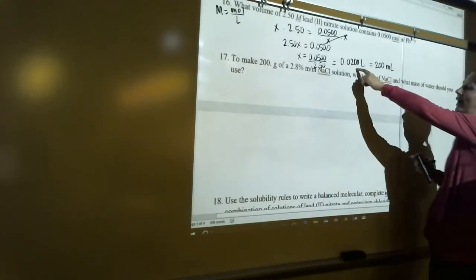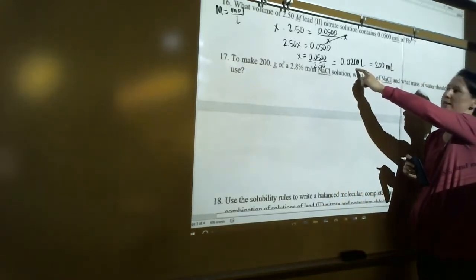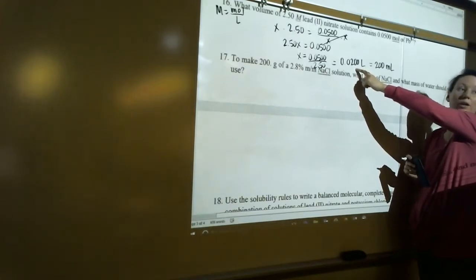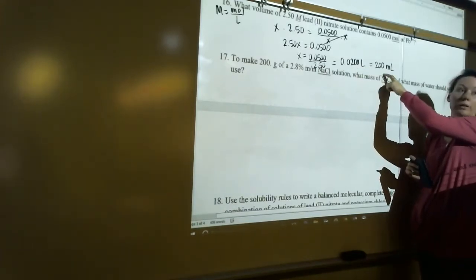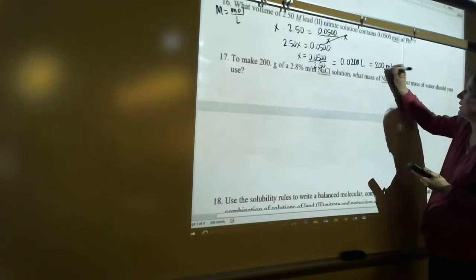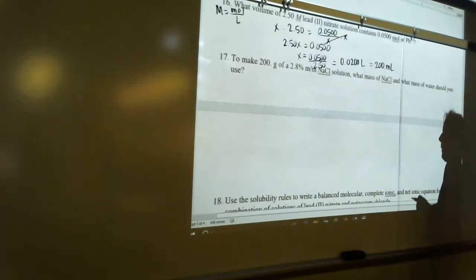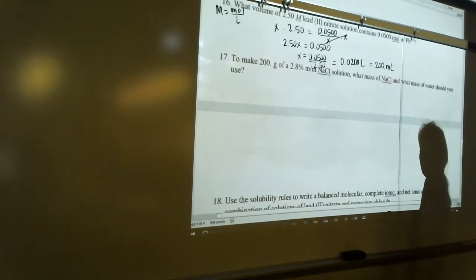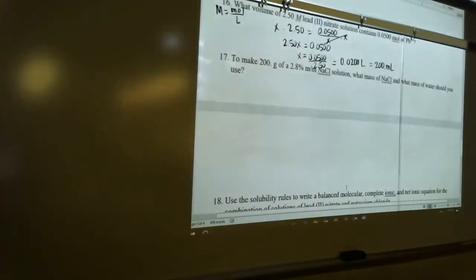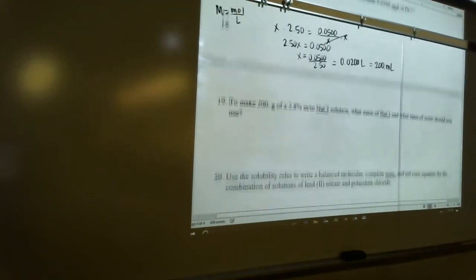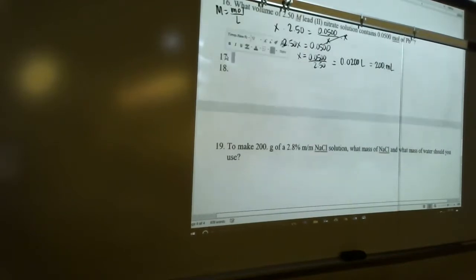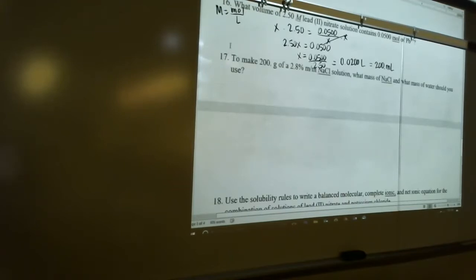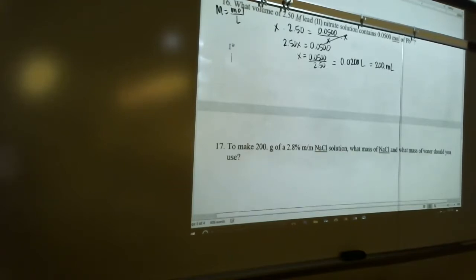Because that's not a practical volume. If I handed you a 1 liter beaker and said, measure out 0.02, you couldn't do it. You could measure out 200 milliliters though. That is a practical unit. And you would need a decimal there. But I mean, if you left it like that, that's typically correct. It's just not practical. All right, number 17. Oops. Get my numbers all messed up. There we go.